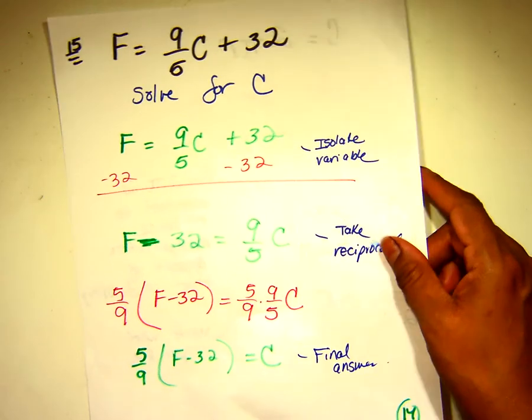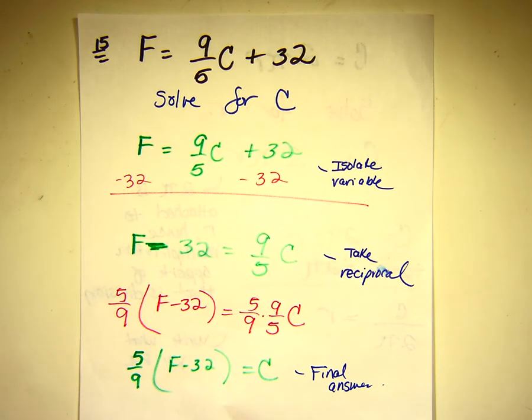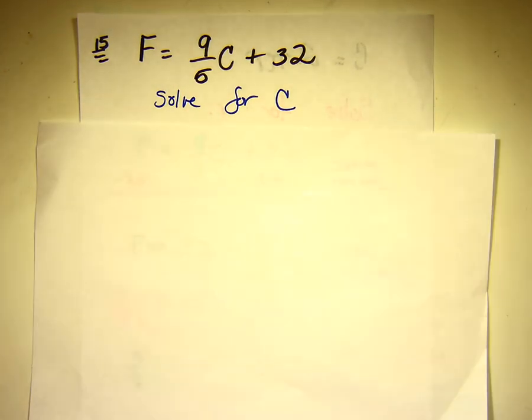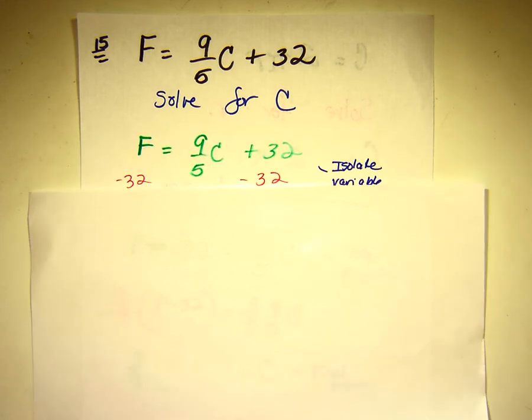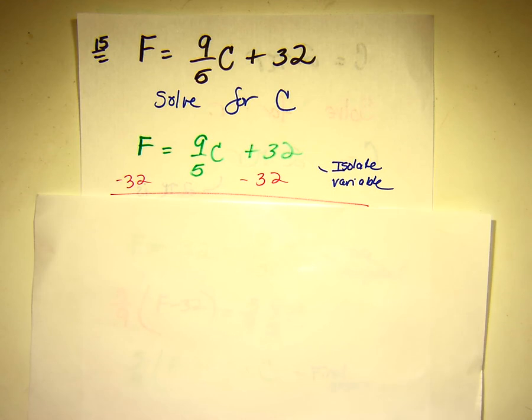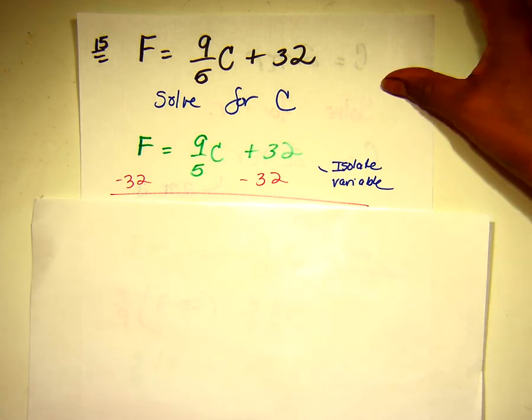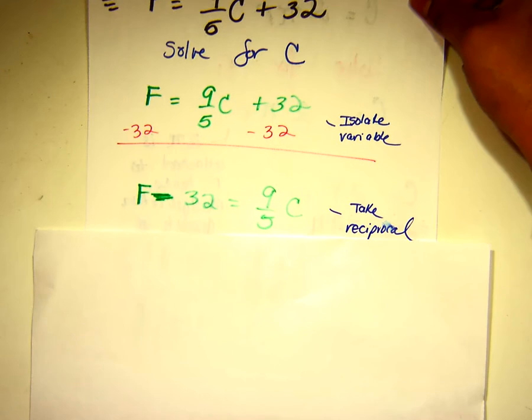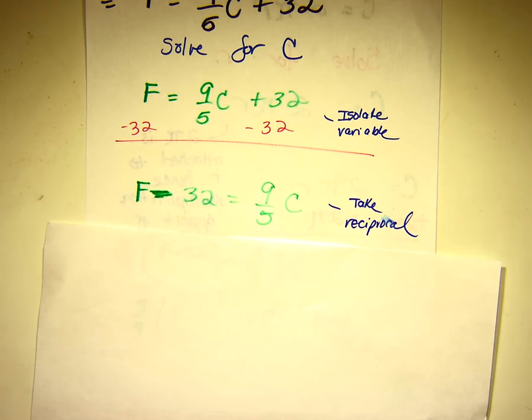Here's another one we tried to do in class. Very similar. We have a formula provided for us, but it wants us to solve for one term in terms of another one. I know that kind of sounds backwards, but that's what it's doing. So notice how we're solving for C. Well, the first thing I want to do is subtract 32 from both sides. So that's what I did right here. That's me isolating the variable. Because now I should have F minus 32 equals 9/5 C.